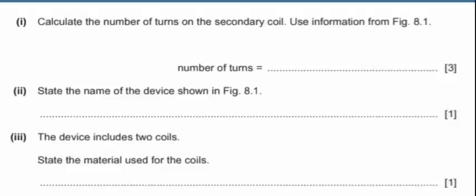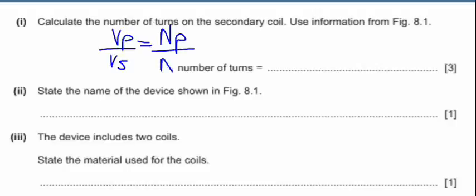Whenever you have been told to find the number of turns on the secondary coil or on the primary coil, or the voltage, you need to use this formula here, where you say the voltage on the primary coil divided by the voltage on the secondary coil is equal to the number of turns on the primary coil divided by the number of turns on the secondary coil.